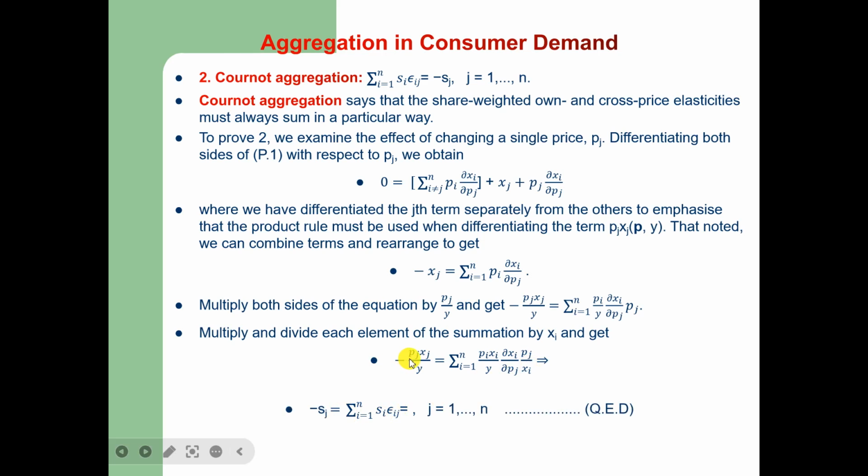And this implies that this is minus Sj, that is the share of consumer income spent on good j out of total income, and that must be equal to summation i varies from 1 to n, Si, where Si is the income share of the ith good, times the own and cross price elasticities of demand, j varies from 1 to n. And this is the proof of the Cournot aggregation. So we discussed two aggregations, the Engel aggregation and the Cournot aggregation, which are very important in consumer theory.